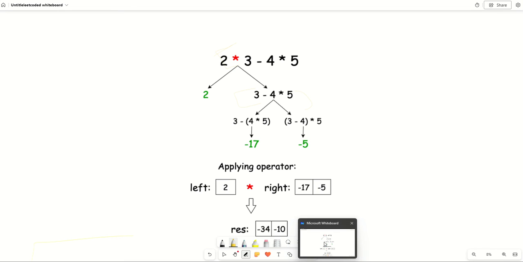So what will it do? First of all, we take our equation and divide it, and each part will be divided further and passed on. Similarly for the rest, and we get the solutions for all.